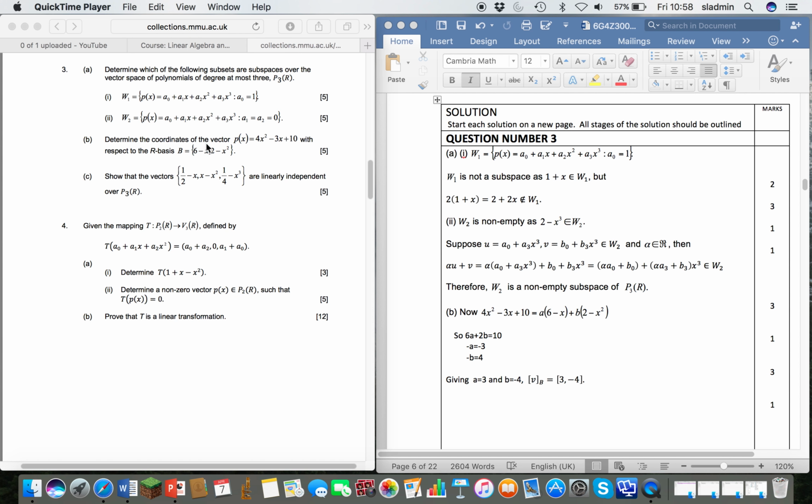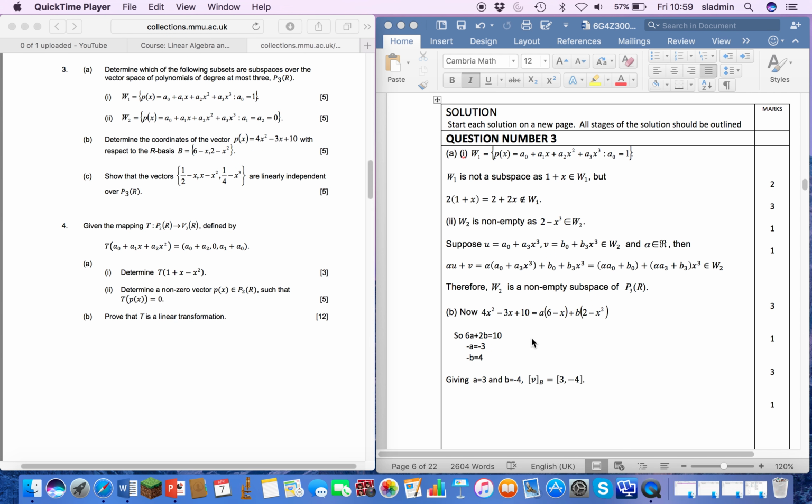For part B, we want to determine the coordinates of this vector, 4x squared minus 3x plus 10, with respect to these basis vectors. So we want to express 4x squared minus 3x plus 10 in terms of these two basis vectors. We're seeking coefficients a and b such that 4x squared minus 3x plus 10 equals this right hand side. If we equate coefficients, then for example the constant coefficient 10 should equal 6a plus 2b. So that's our first equation.